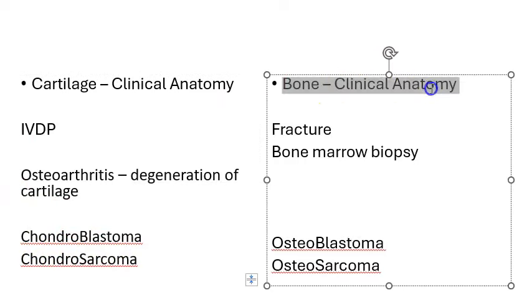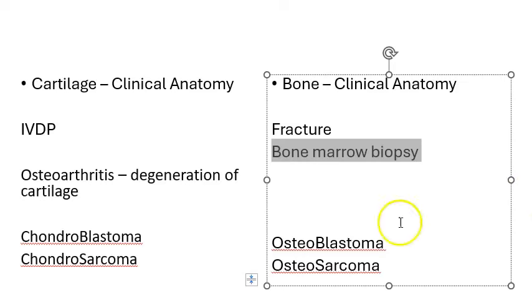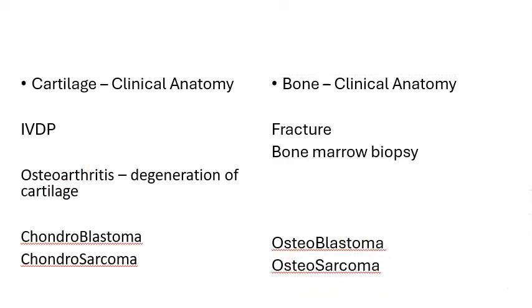Come to bone now. Clinical anatomy. First thing you'll say is fracture. Very good. Then bone marrow biopsy. You go into the bone to get the bone marrow biopsy. Then osteoblastoma, osteosarcoma. Just observe here between these two: chondroblastoma, osteoblastoma; chondrosarcoma, osteosarcoma. Like that. Okay.